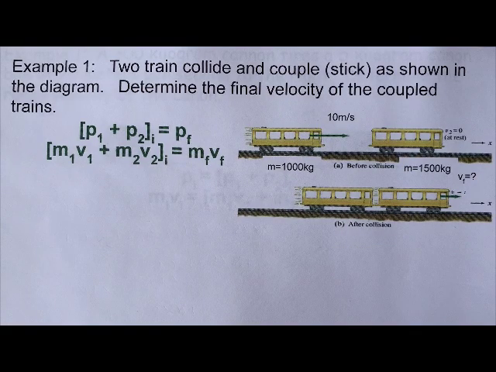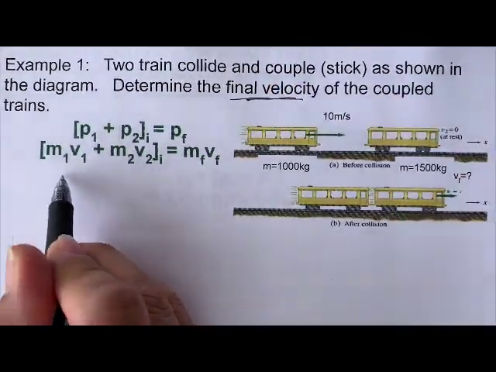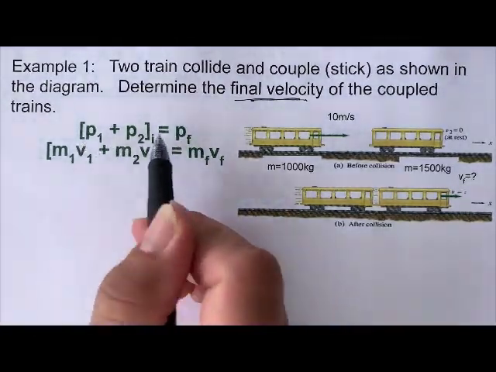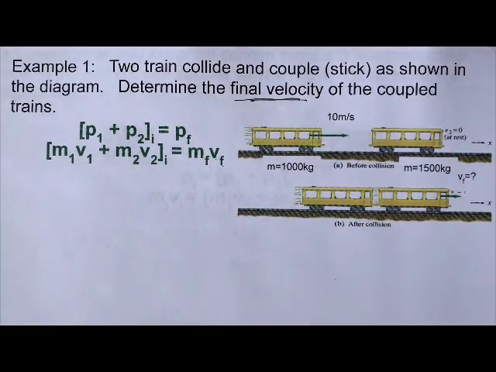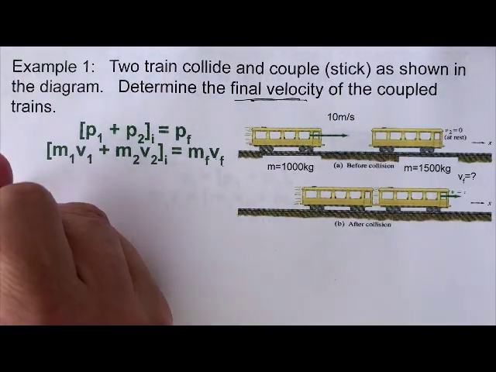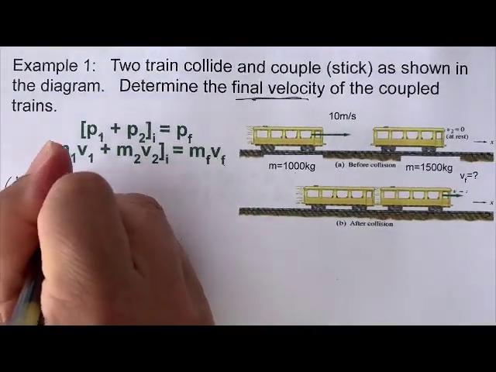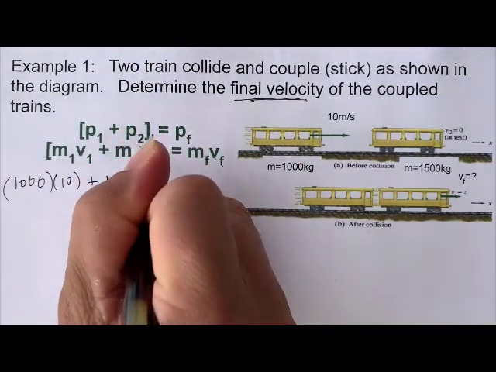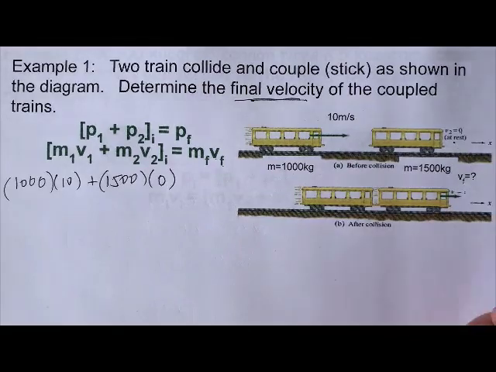Okay, so to solve this one, because we're asked for the final velocity, we really want to use the bottom equation in this case. If I were asking for momentums, then of course you just leave it like this, but because we're looking for final velocity and you'd be able to solve it, I'm going to use that one right there. Initially, I've got a 1,000 kilogram train going at 10 meters per second plus a 1,500 kilogram train going at 0 meters per second because it's at rest. You see that right there.